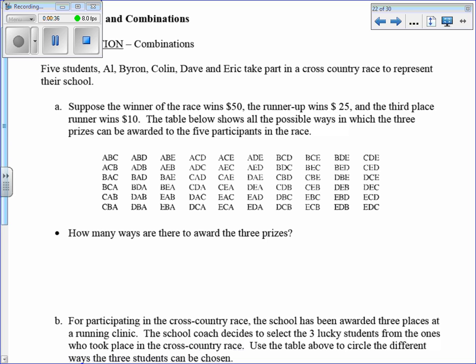So we have a table here that shows all the possible combinations from those 5 people. Basically, what we have is the number of ways there are of picking 3 people, or groups of 3 from 5. That's what we have here in terms of the solution. So it says how many ways are there to award the 3 prizes? We get 60 ways. Okay, we count these all up, there's 60 ways.